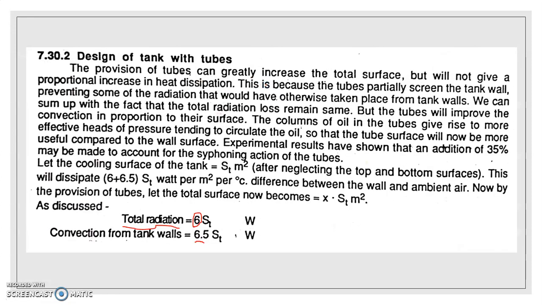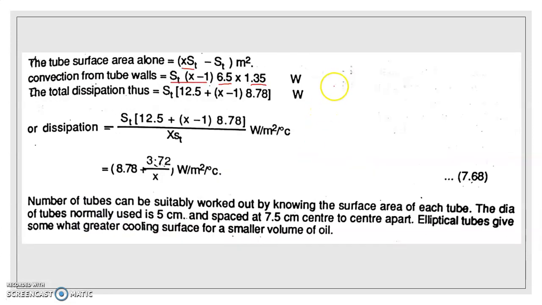In the last discussion, I said that the experimental results have shown that an additional 35% may be made to account for the siphoning action of the tube. So suppose 100% cooling is already going on, and there is an additional 35% cooling. So the total cooling is about 135%, provided by the siphoning action. That's why it is multiplied by 1.35.